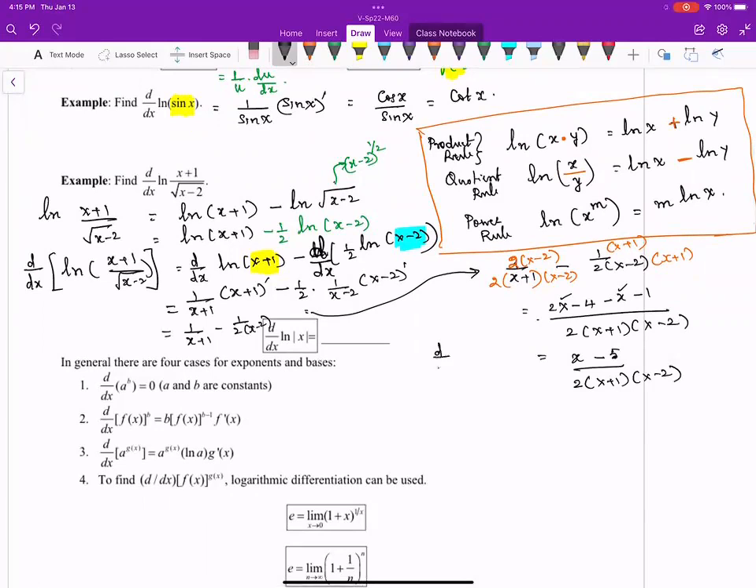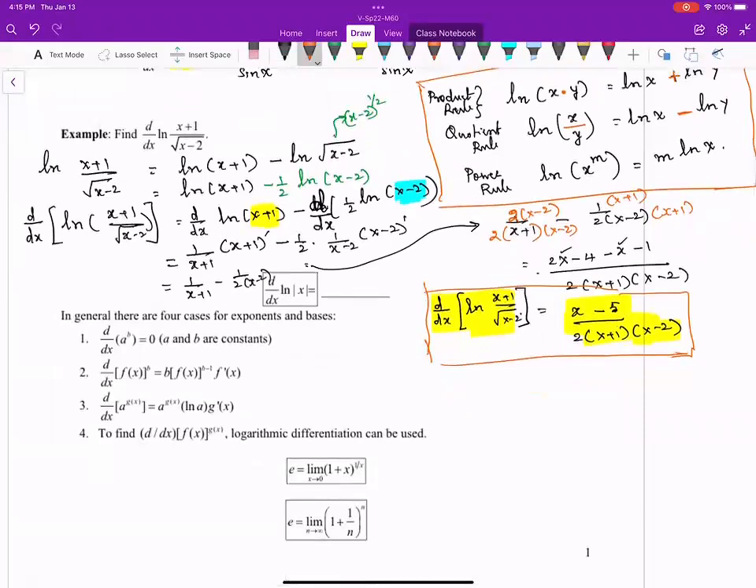That is actually the derivative of the given problem, ln of x plus 1 over square root of x minus 2. Sometimes it's easy to do the problem with ln as is. Sometimes if you do the ln property first and then do the calculus part, it will be much simpler.